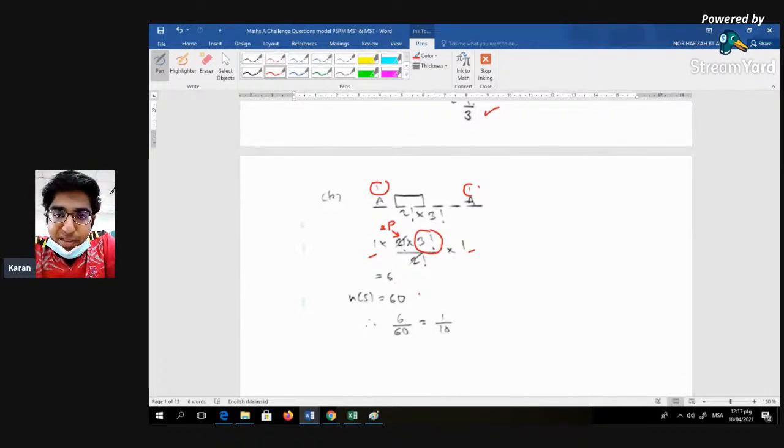And again, your sample space is 60. And so to summarize it, you've just got to do 6 over 60. That will give you 1 over 10. And that's the final answer. Now we will go on to question 2.